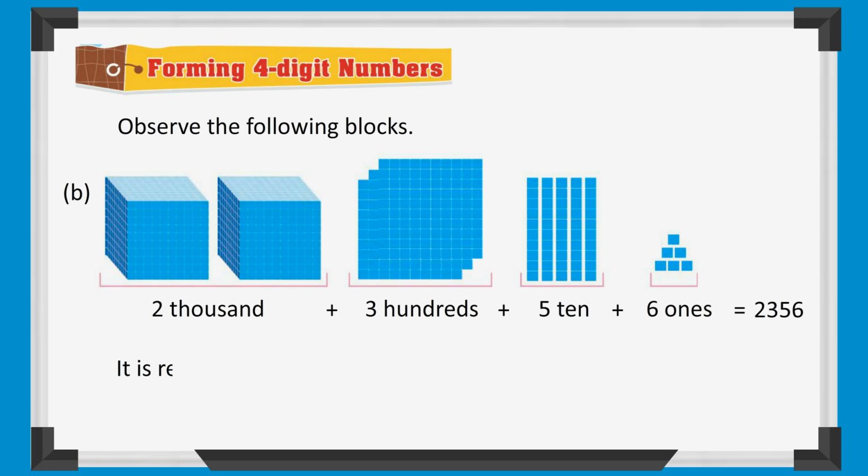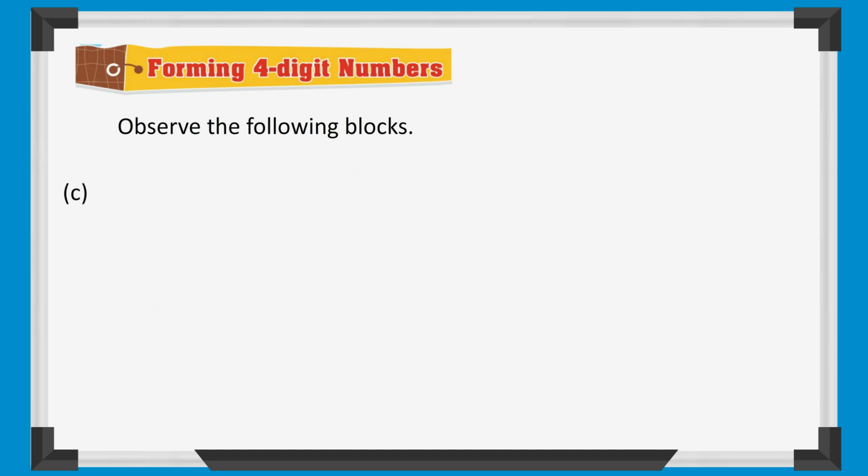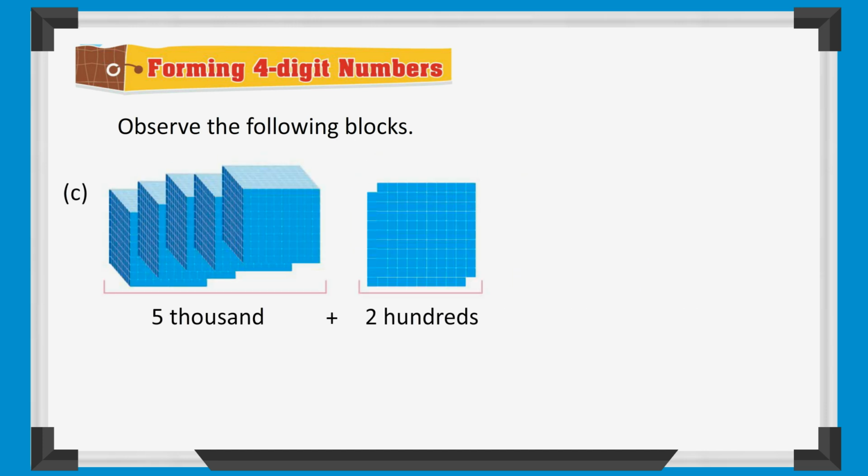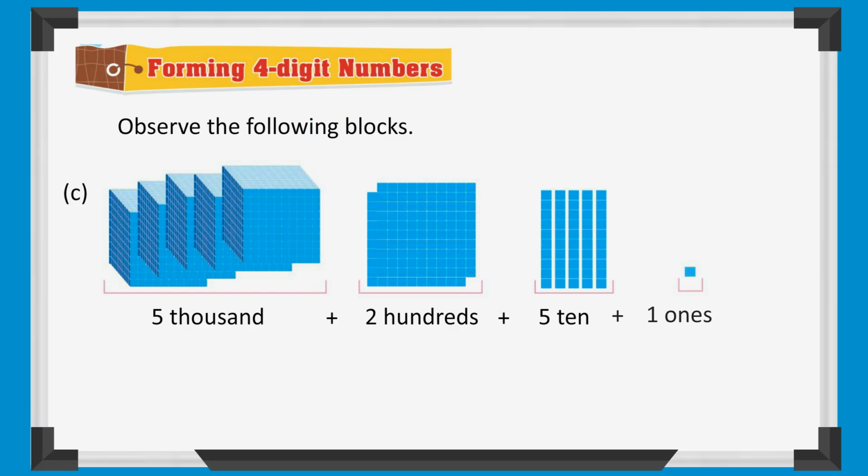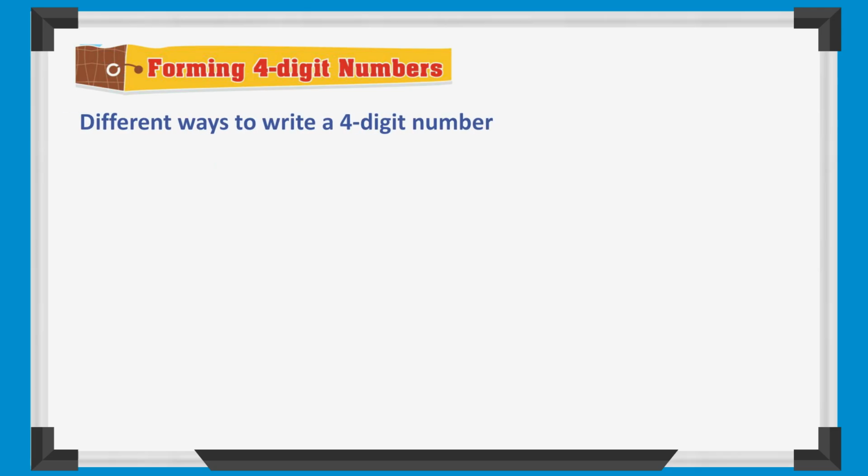2356. It is read as 2356. C: 5000s plus 200s plus 5 tens plus 1 equals 5251. It is read as 5251.